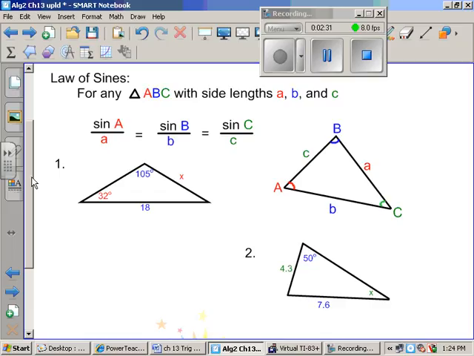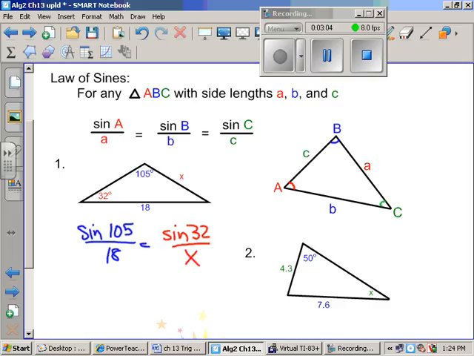All right, so let's try to solve for x. Given the ratio of the sine of the angle over its opposite side, in this first one, it would be the sine of 105 over 18 is equal to, and what's going to be the ratio over here? Sine of 32 over x.